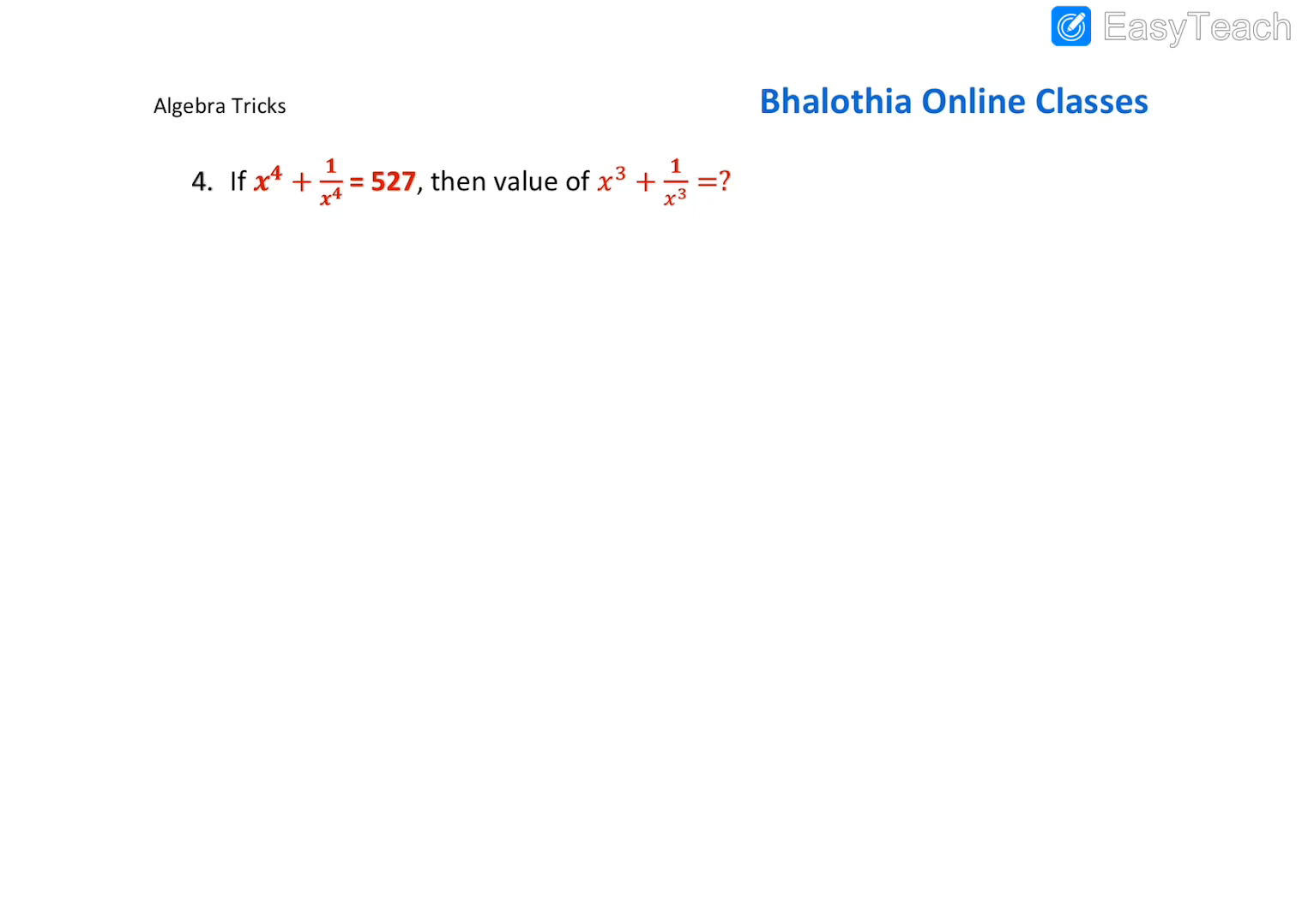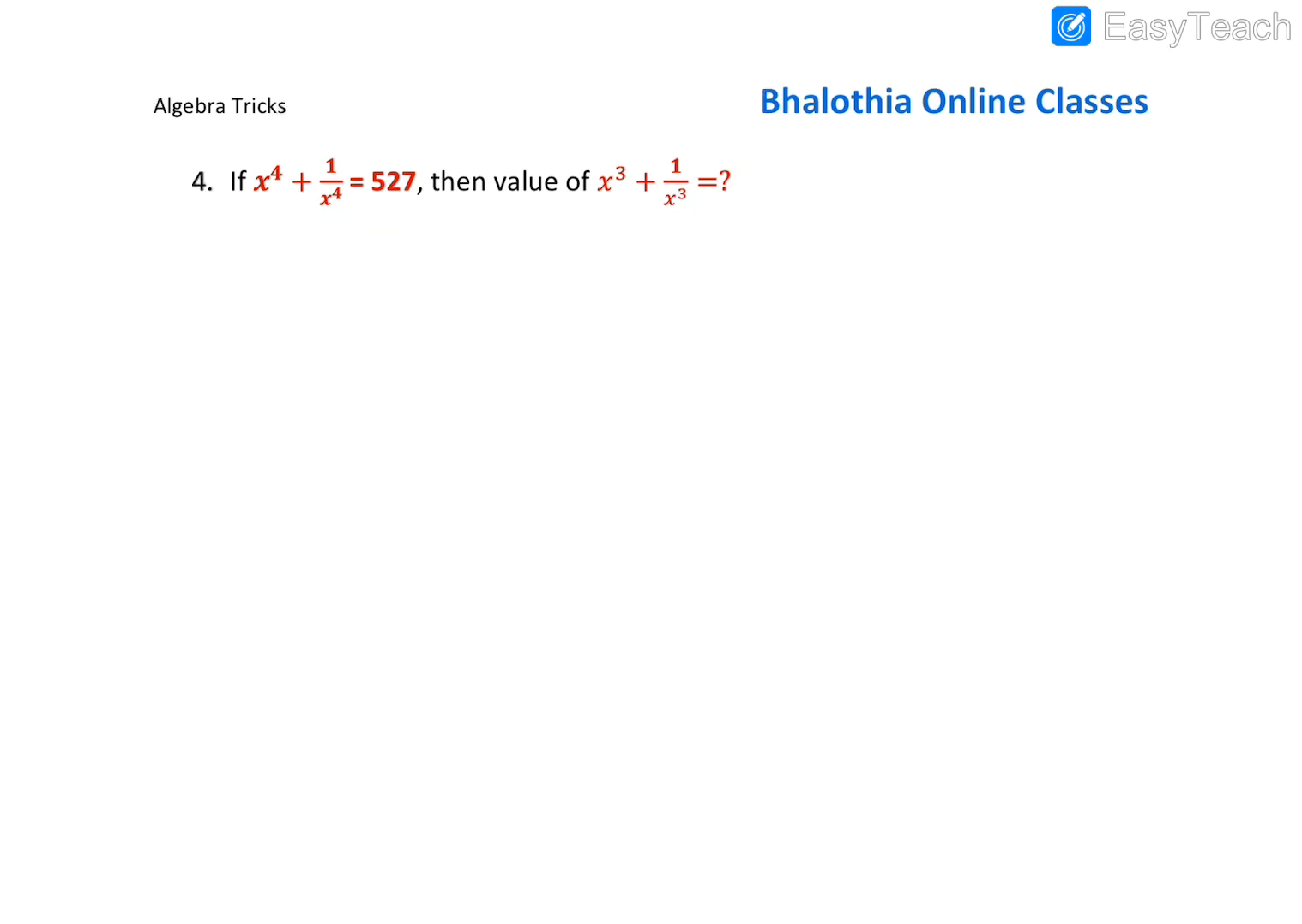This is kind of a tricky question, and we will use some logic here. x raised to the power 4 plus 1 upon x raised to the power 4 is given as 527, and asked is x cube plus 1 upon x cube. So what we will do? First we will find x plus 1 upon x, and then we will get this one. Okay, so what is the formula for power 4 in case of plus?